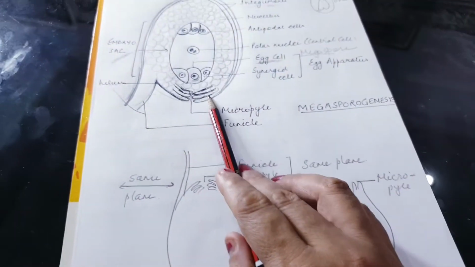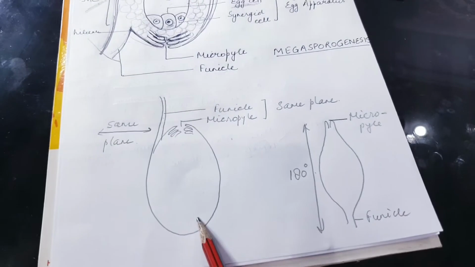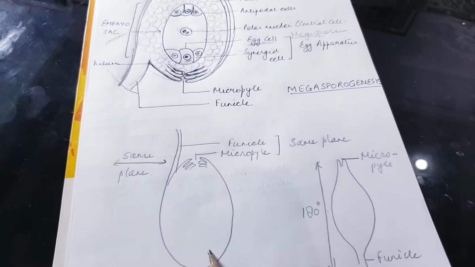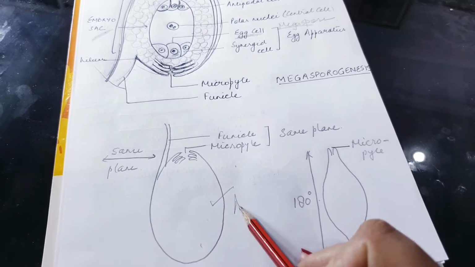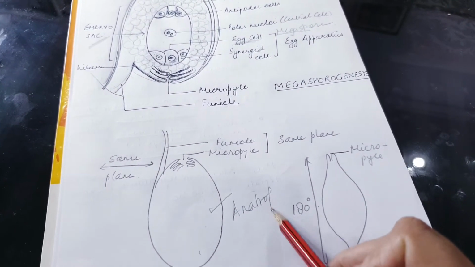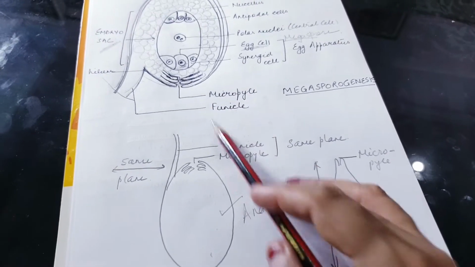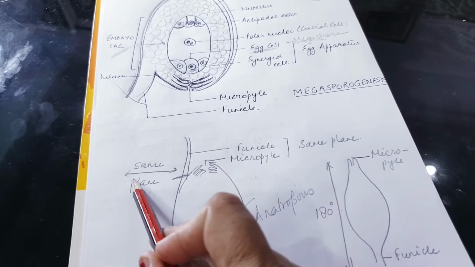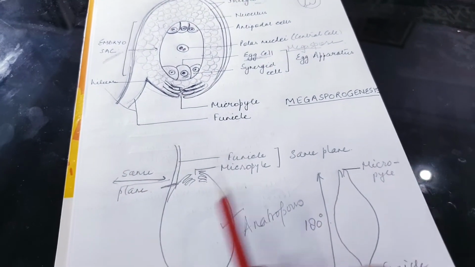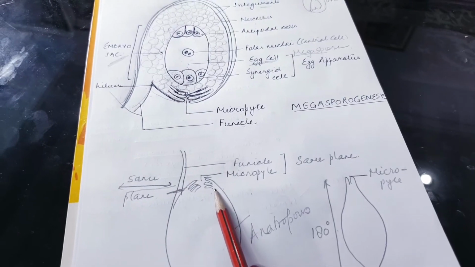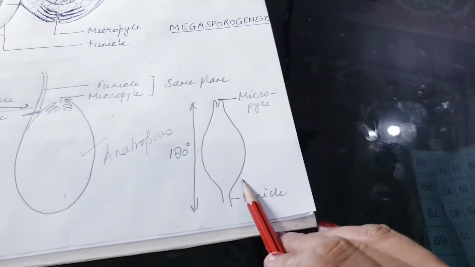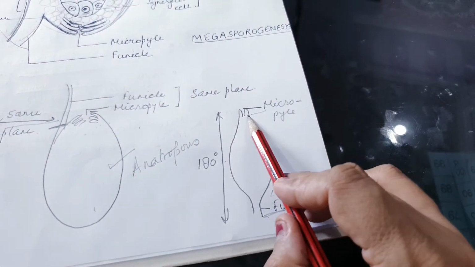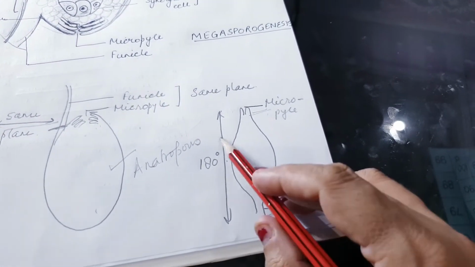One thing more I would like to make clear. This one was an Anatropous ovule. What will you call this one? I have inverted the ovule, but the logic behind it: this one is also Anatropous. Why? Because I have just inverted it, but the logic is that the funicle and the micropyle should lie on the same plane. If both of these structures lie on the same plane, it is an Anatropous ovule. On the contrary, if you see this opposite image, here the funicle is at one end and the micropylar end is just opposite to it at 180 degrees.